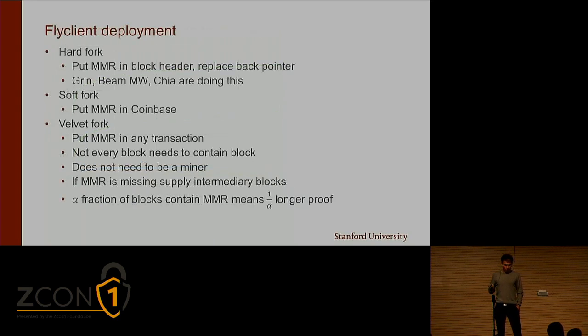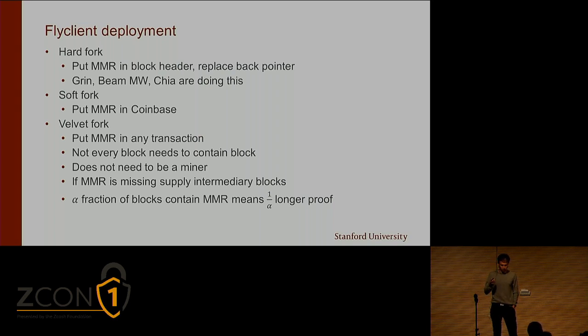So how can we deploy this? Well, the easiest thing, as always, is to do a hard fork or start a new chain, and just instead of using a blockchain, use the smarter design, which is a block tree, which also has other benefits. This is actually what some currencies like Grin, Beam, Mimblewimble, and Chia are doing already. And the other thing is you could soft fork, so you could force that the MMR is in the Coinbase.